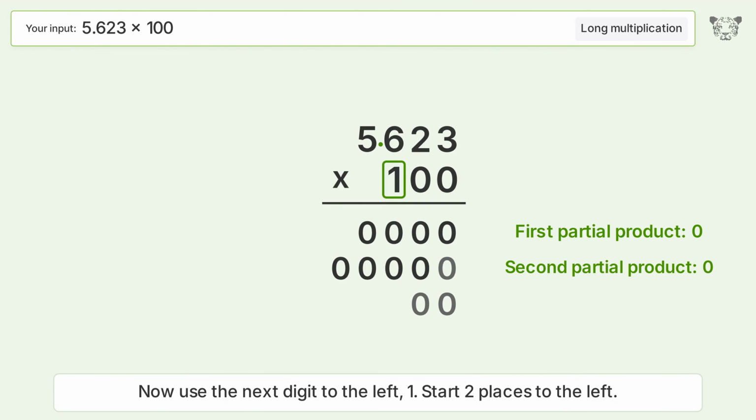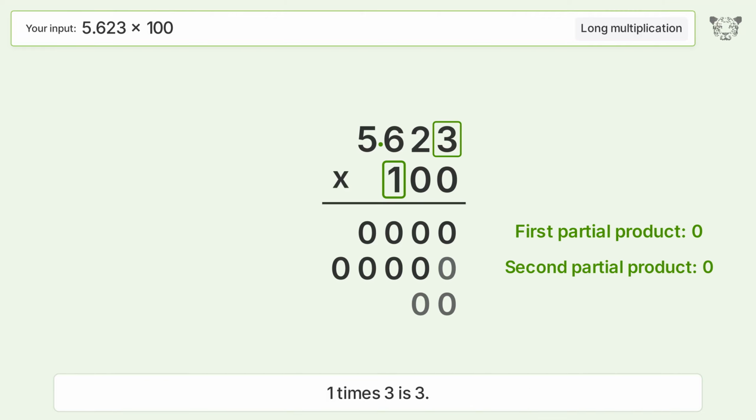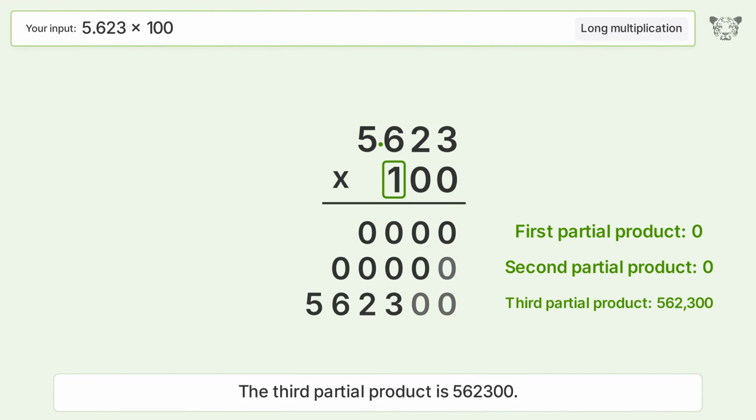Now use the next digit to the left, 1. Start two places to the left. 1 times 3 is 3. 1 times 2 is 2. 1 times 6 is 6. 1 times 5 is 5. The third partial product is 562,300.